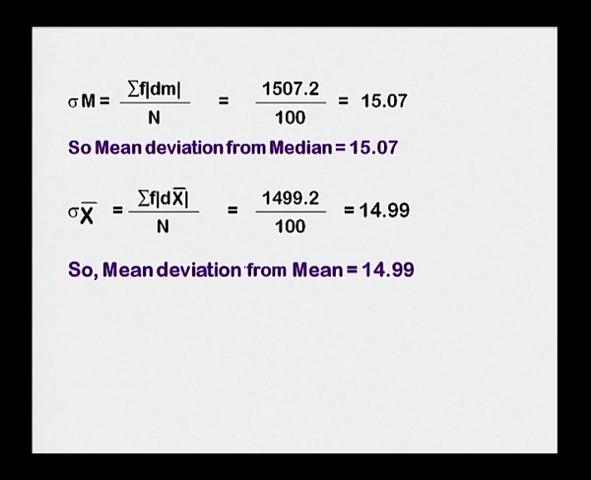Mean deviation is equal to the summation of deviations from median multiplied by F and divided by N. In this way we calculate 15.07. So, mean deviation from median is 15.07. Now, with the help of mean, we calculate mean deviation in this way: summation of deviations from actual mean multiplied by F and divided by N. 1499.2 divided by 100, we get 14.99. So, mean deviation from mean is 14.99. Dear friends, this was the third method for measurement of dispersion.